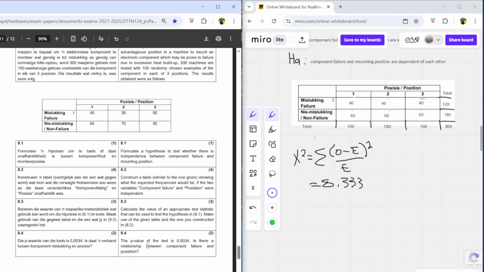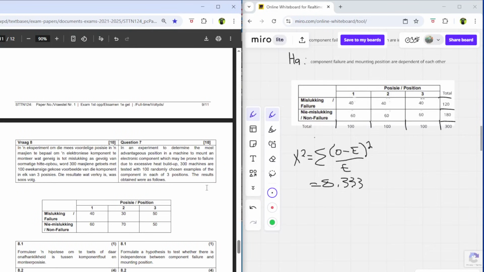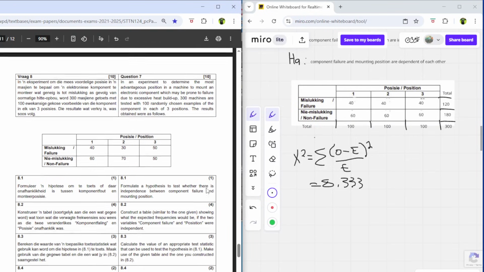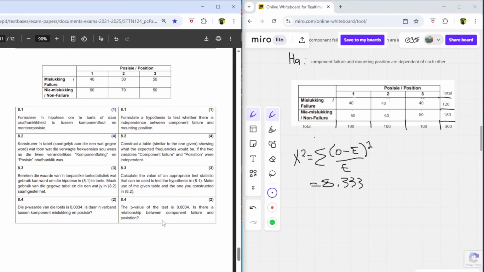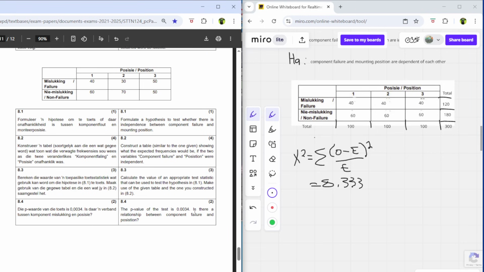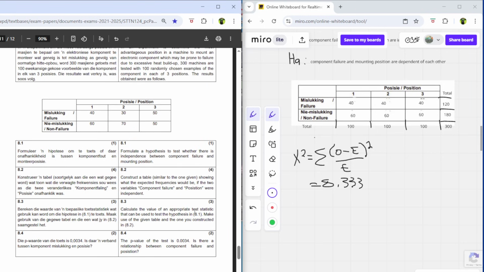8.4, the p-value of the test is 0.0034. Is there a relationship between component failure and position? The p-value is 0.0034. So they said you must use alpha of, did they tell us? They didn't give us alpha. Did they give us alpha? No. They just said the p-value of the test is this. So if they didn't give us alpha, we assume alpha is equal to 0.05.